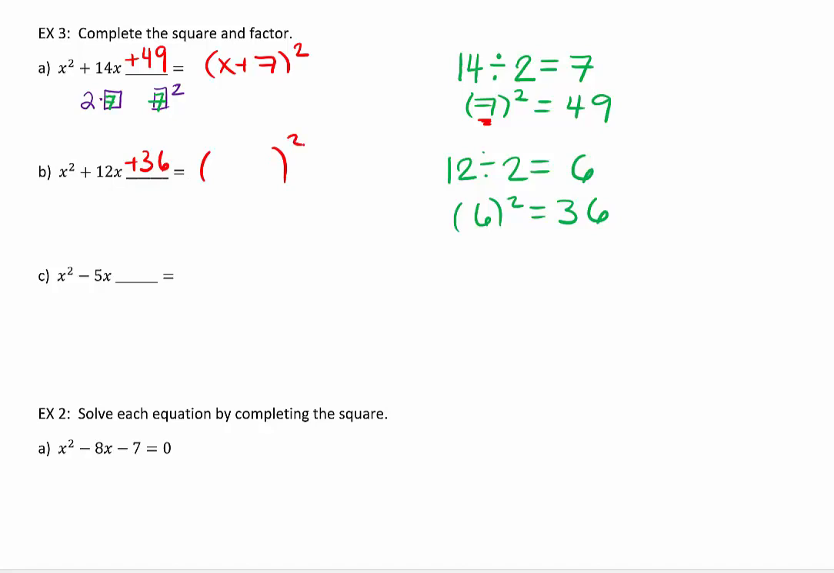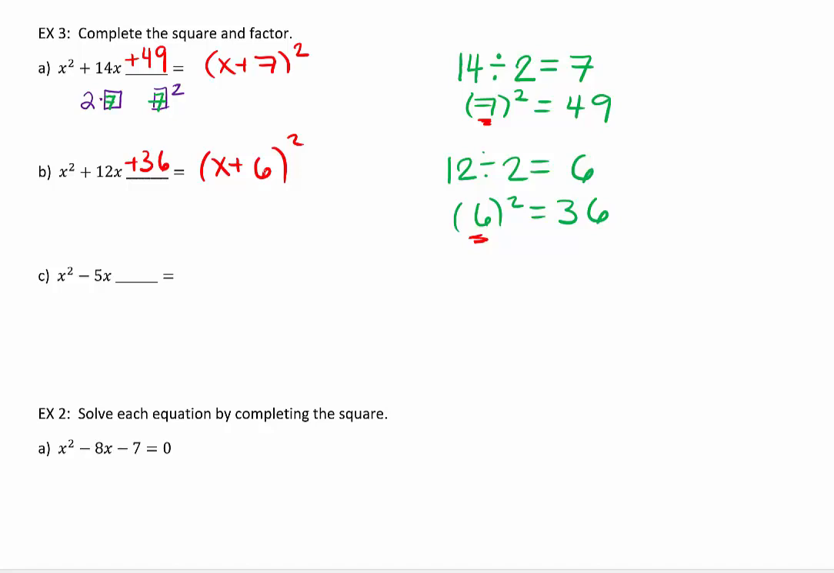This can be factored as something squared. It can be factored as x plus, and it's actually always the number that you squared. So x plus 6 squared. And you can check: 6 plus 6 is 12, 6 times 6 is 36. All right, one more like this and then we'll put all this together.